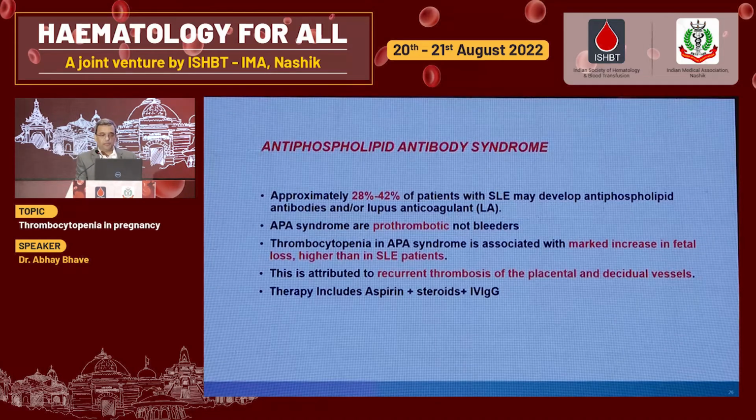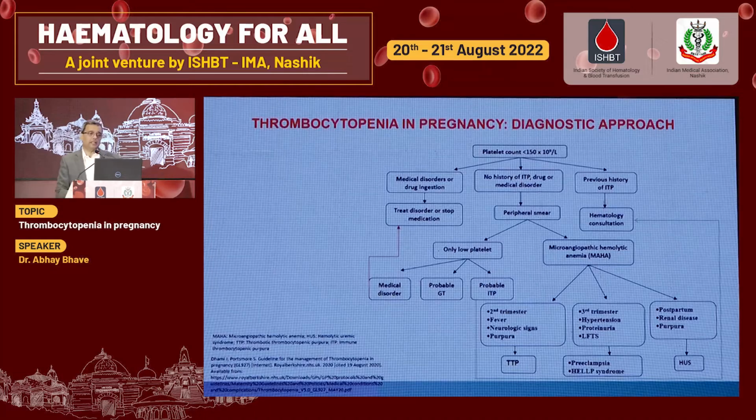So my second last slide, I think, is the diagnostic approach to thrombocytopenia in pregnancy. You look at the platelet count. Is there a medical disorder or is there no medical disorder? If there's a medical disorder, go down that line and look at the history. Is it ITP? Are there any drugs that you can withdraw and see what happens? If it's only low platelets, then you look for gestational thrombocytopenia or immune thrombocytopenia. They are the commonest. Or if there is some medicine that she has taken in the past or is currently taking, withdraw it.